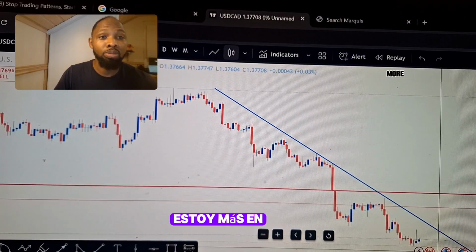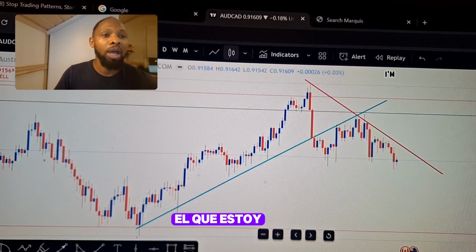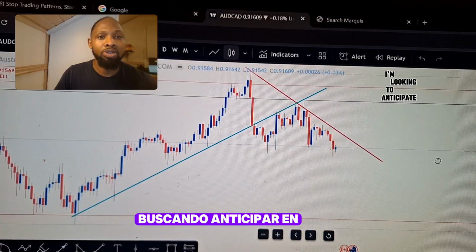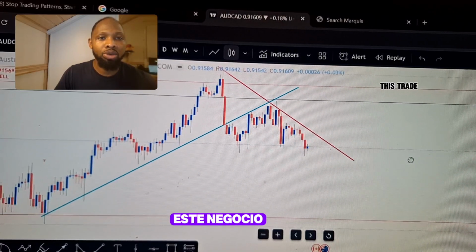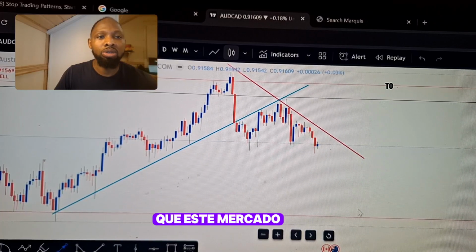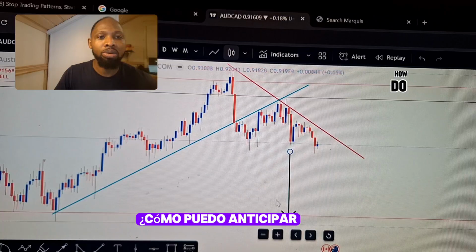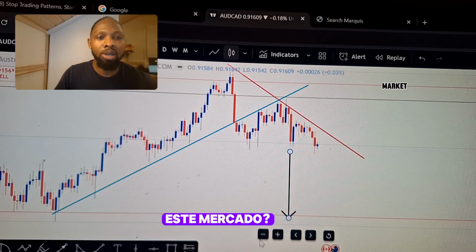I'm not in this position anymore, but the one I'm looking to anticipate right now, I'm already in this trade, and I'm looking forward to this market dropping all the way down here. So how do I anticipate this market?